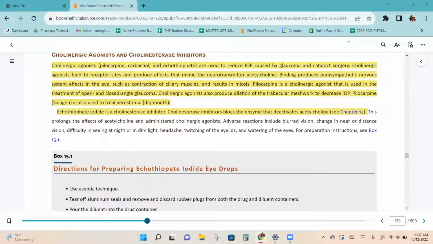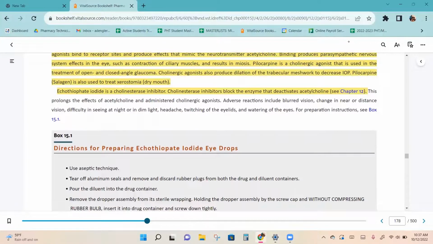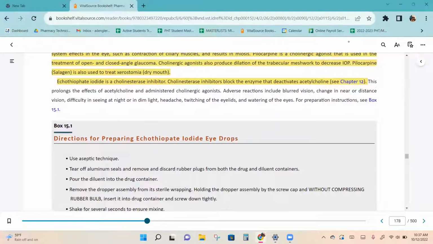Ecothiopate iodine is a cholinesterase inhibitor. Cholinesterase inhibitors block the enzyme that deactivates acetylcholine.